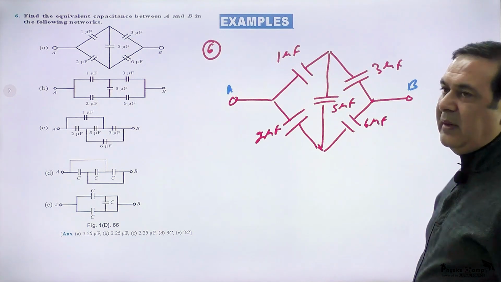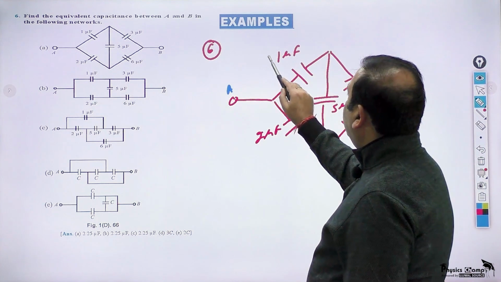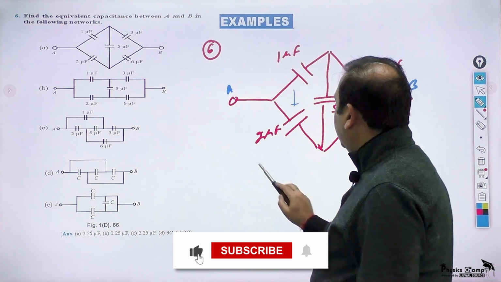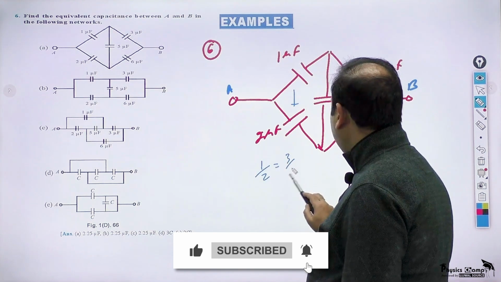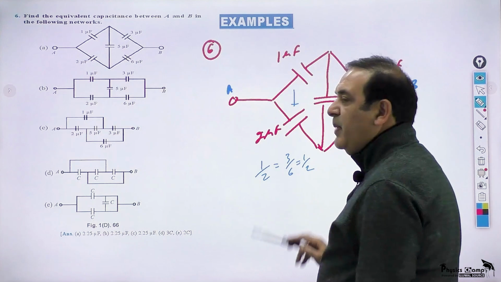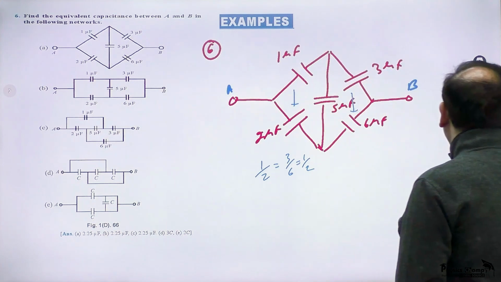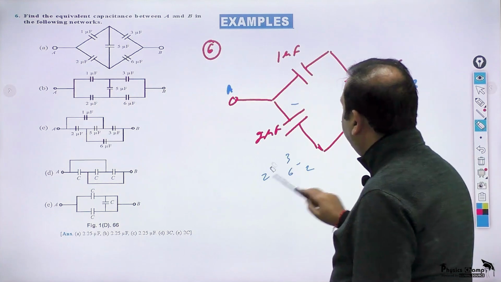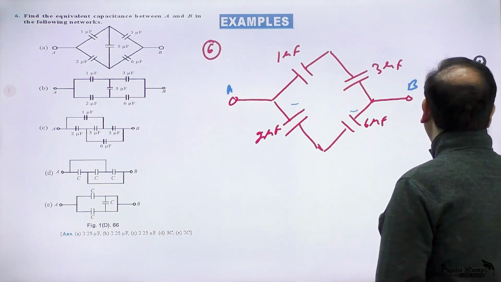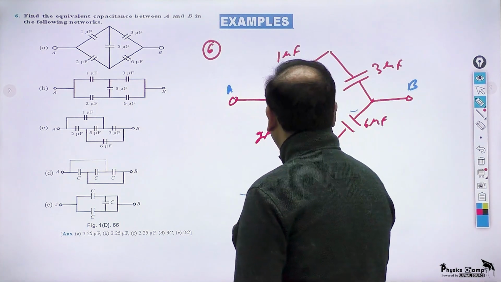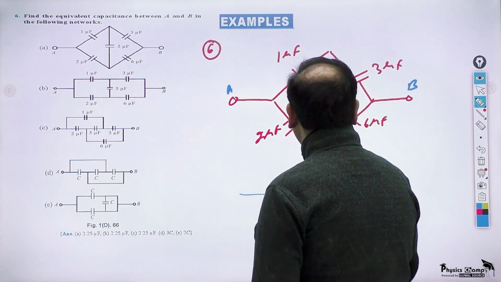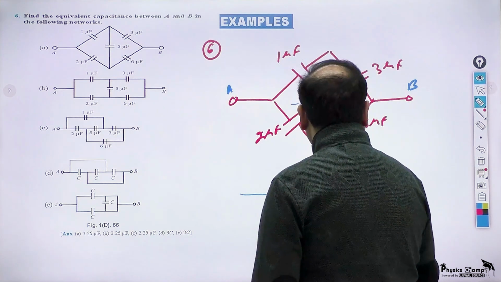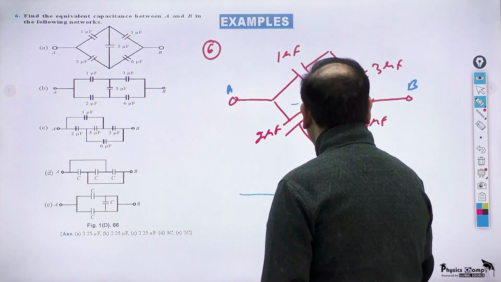So in this arrangement, you can see 1 by 2 is equal to 3 by 6. So if I take this ratio, I'll say 1 by 2 is equal to 3 by 6, 1 by 2. It's a balanced Wheatstone bridge. And because it is a balanced Wheatstone bridge, we can neglect this C5. And now if I'm looking for what is the equivalent capacitance, I can say 1 and 3 are in series, 2 and 6 are in series.